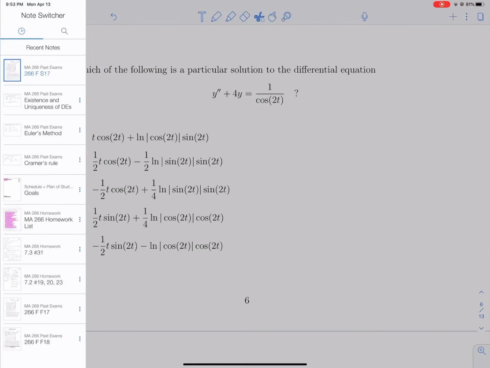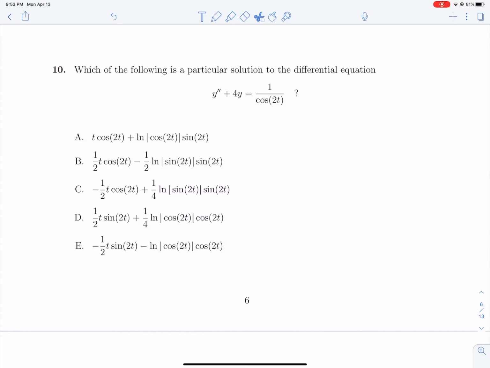Hello, here we go. We are solving the Spring 2017 final exam from A266. This will be the last 10 questions of the exam, all the stuff related to midterm 2 and then a little bit extra.